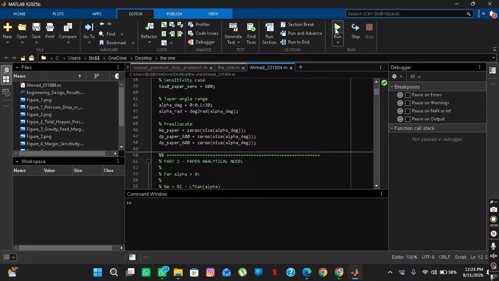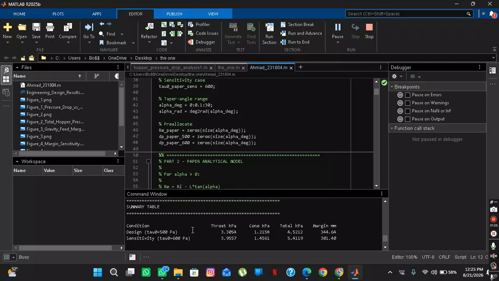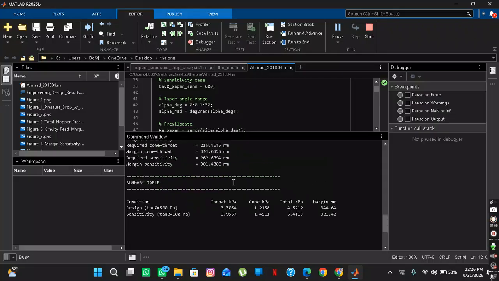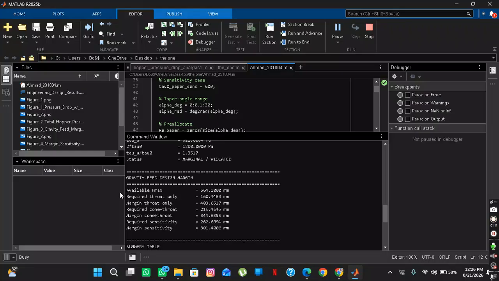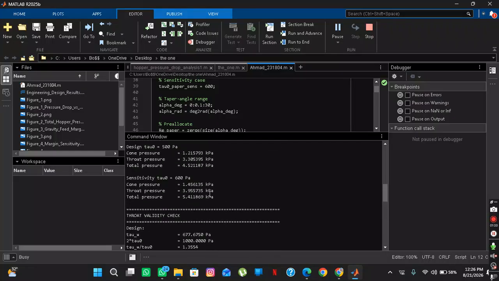Now, when we run the code, after running the code, here is the command window that shows the result. And here it shows that we have available Hmax 564, and here are other few values that we are going to check and compare with the research paper we have selected.